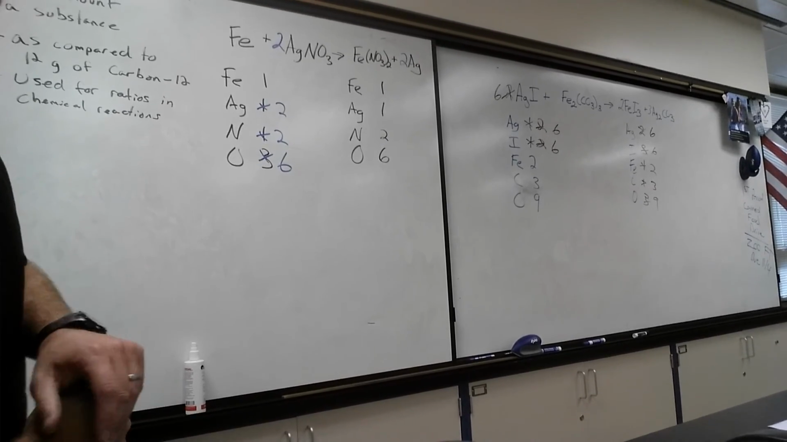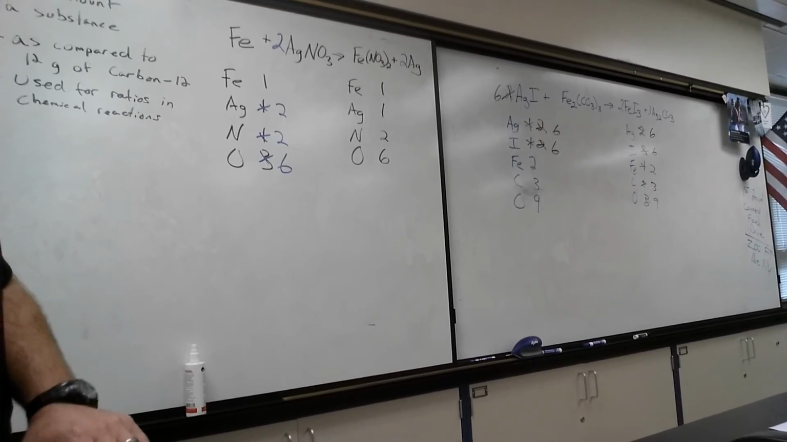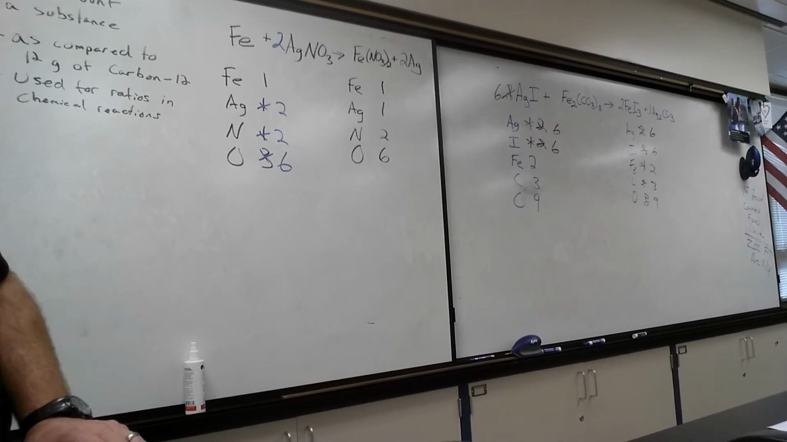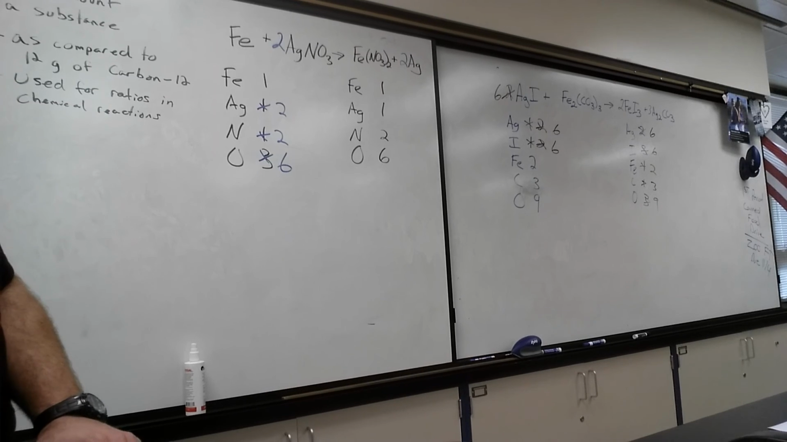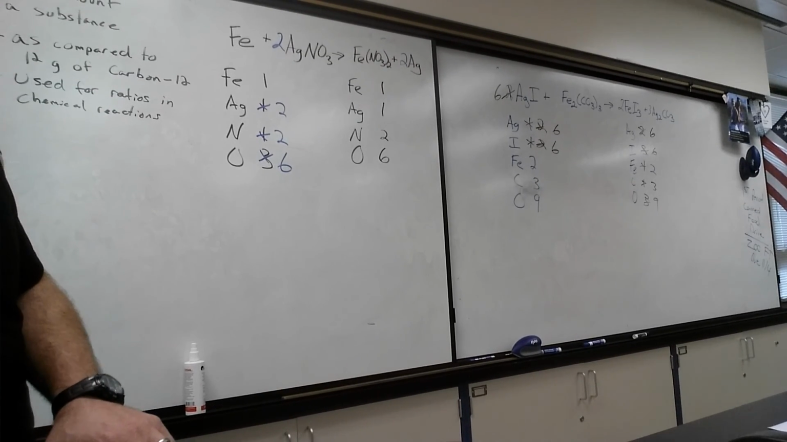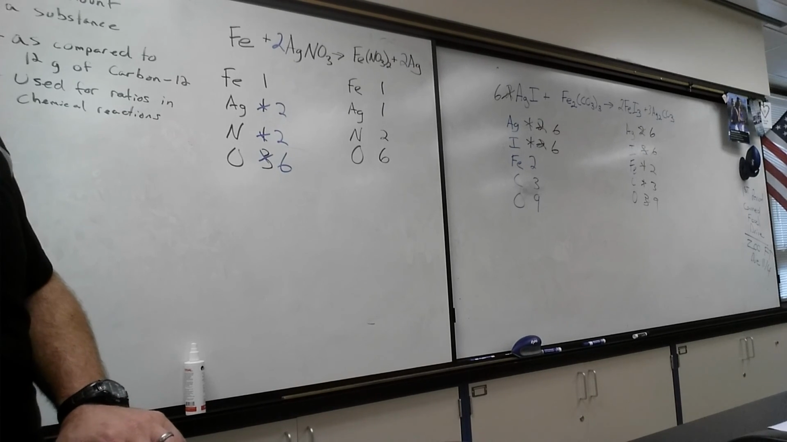This is a double displacement reaction with 6 moles of silver iodide plus 1 mole of iron carbonate, yielding 2 moles of iron iodide plus 3 moles of silver carbonate.